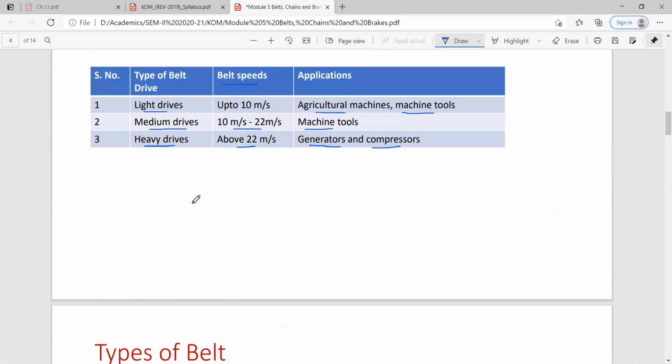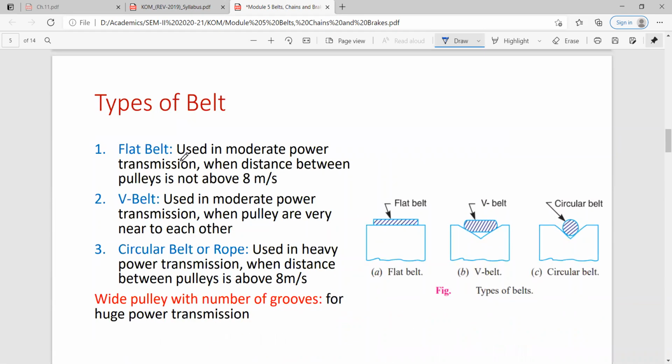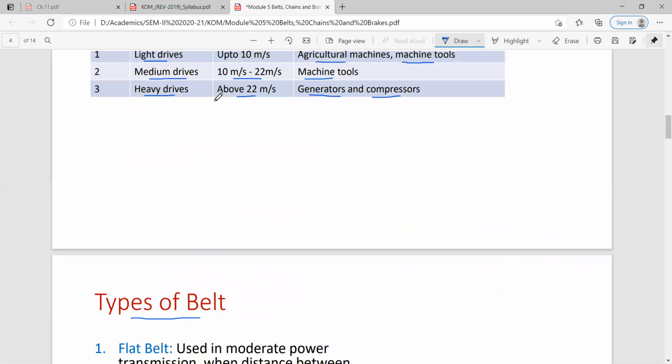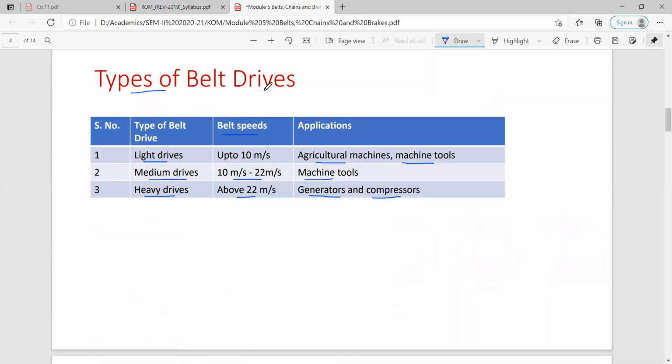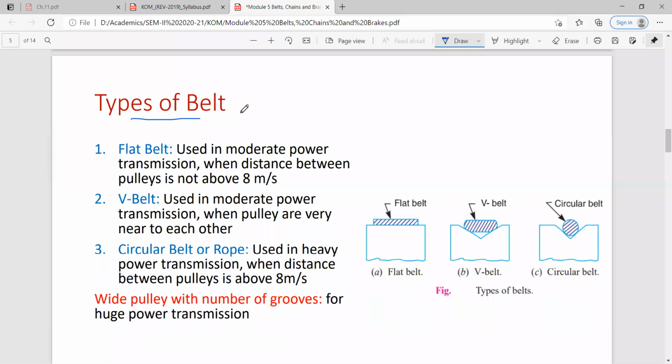The next topic is types of belt. This classification is the type of belt drive, and this is types of belt. Based on the cross section of the belt, the belts are classified as flat belt, V belt, and circular belt or rope.